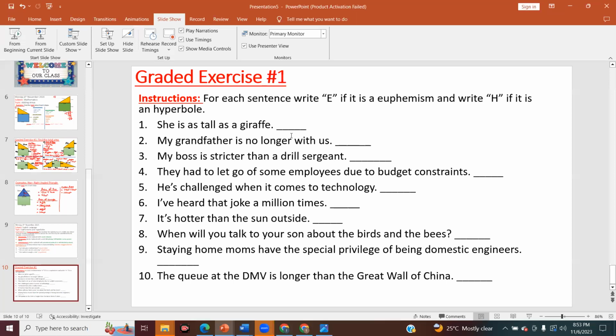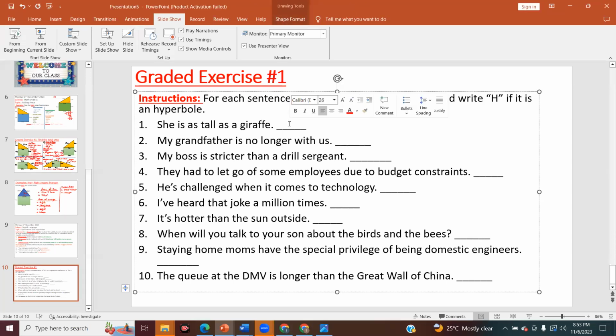What do we have for number 1? She is as tall as a giraffe. Hyperbole. H or E? H. Very good. H. How many persons got that?